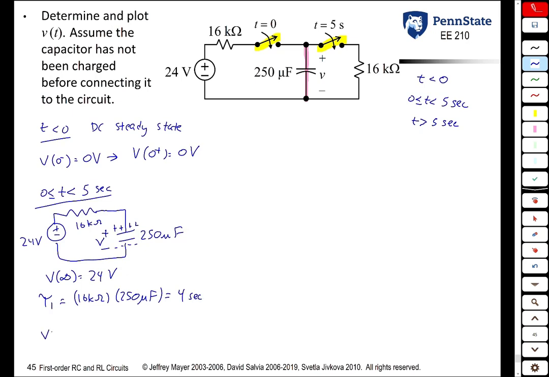So the voltage across the capacitor V of t is V of infinity plus 0 minus V of infinity times e to the minus t over 4, which you can rewrite as 24 times 1 minus e to the minus t over 4 volts. And once again, this expression is valid only up to 5 seconds.